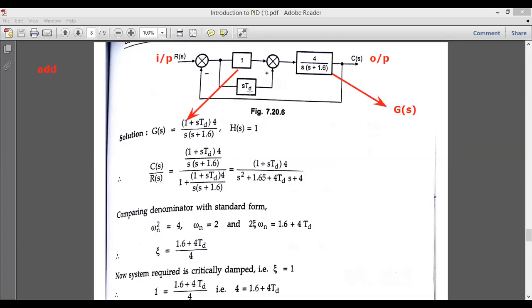Once you add these two blocks, the whole block will be 1 plus sD, and the summation will go off. Now this 1 plus sD will be in series with 4 divided by s multiplied by (s plus 1.6). If the blocks are in series, then we multiply.